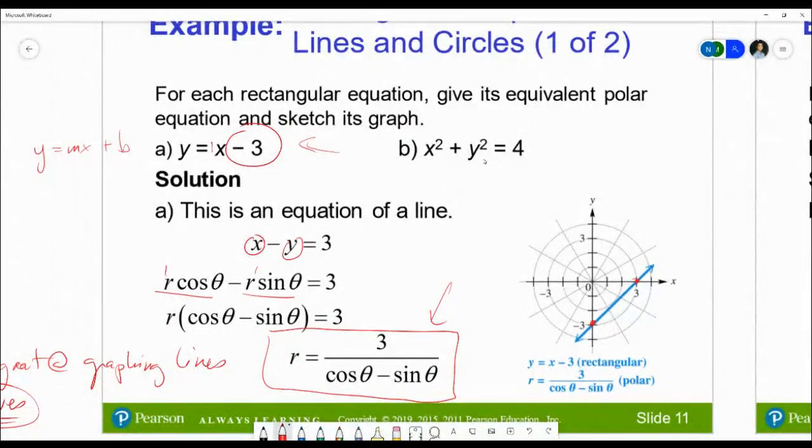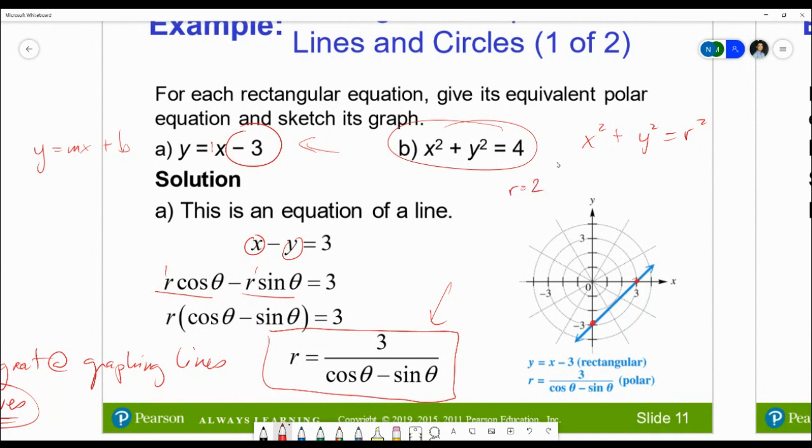So let's look at the second example. x squared plus y squared equals 4. Do you know what this shape is? That's a circle, right? That is a circle with radius of 2. So the equation for a circle is x squared plus y squared equals r squared. That looks kind of familiar, right? That's basically how we solve for the Pythagorean theorem. So here the radius is 2.